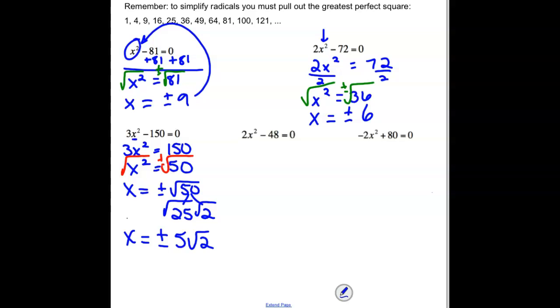All right. Go ahead and pause the video and try this next one. When you're finished, turn it back on to check your answer.